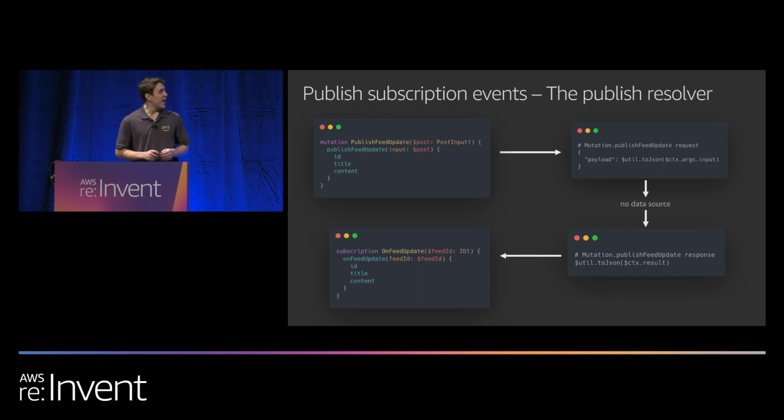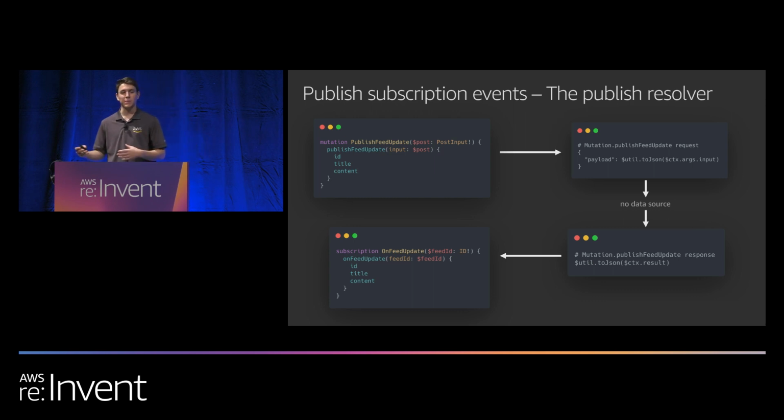Here's the other side of that equation. After we subscribe to a stream of events, we need to start propagating events through that stream. This publish feed update is an easy way to do so. You can see in this instance, our request mapping template is pretty minimal. We're just going to forward that input object we got through as the payload. And then that payload is a part of what I'd call a local resolver.